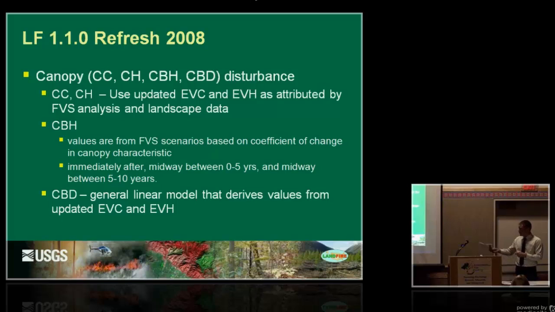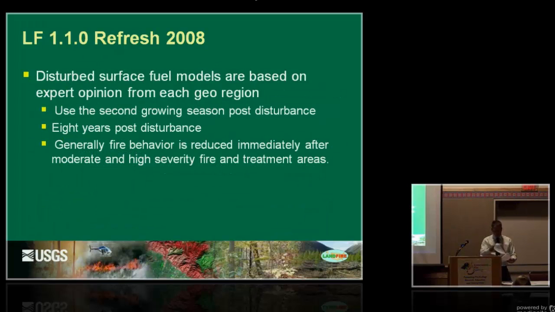And then, like I said, the canopy bulk density general linear model followed the canopy cover and canopy height attributes pretty well. Okay, and then we also had to add disturbance to the fuel models, right? The surface fuel models. And those were adjusted by Charlie Martin.